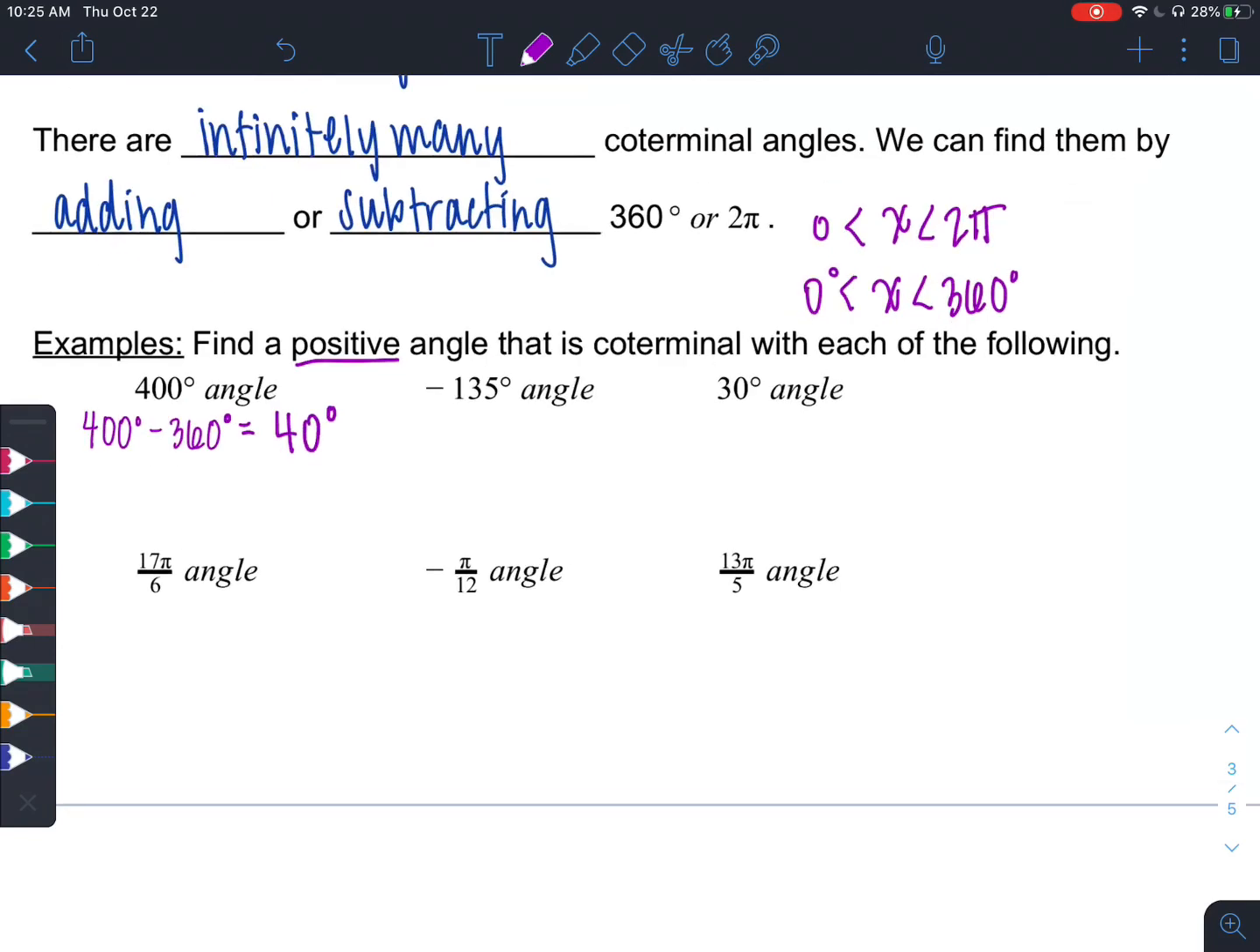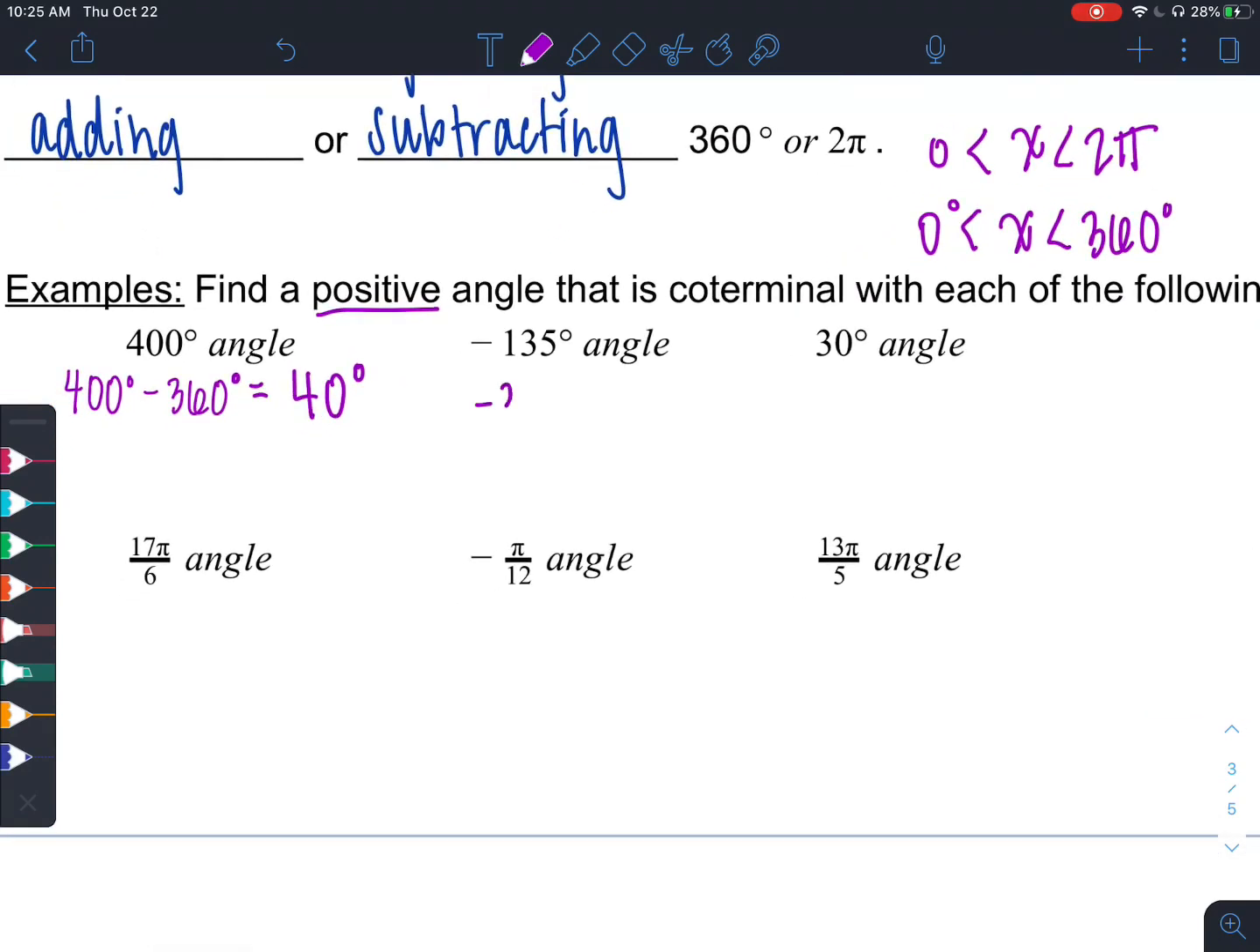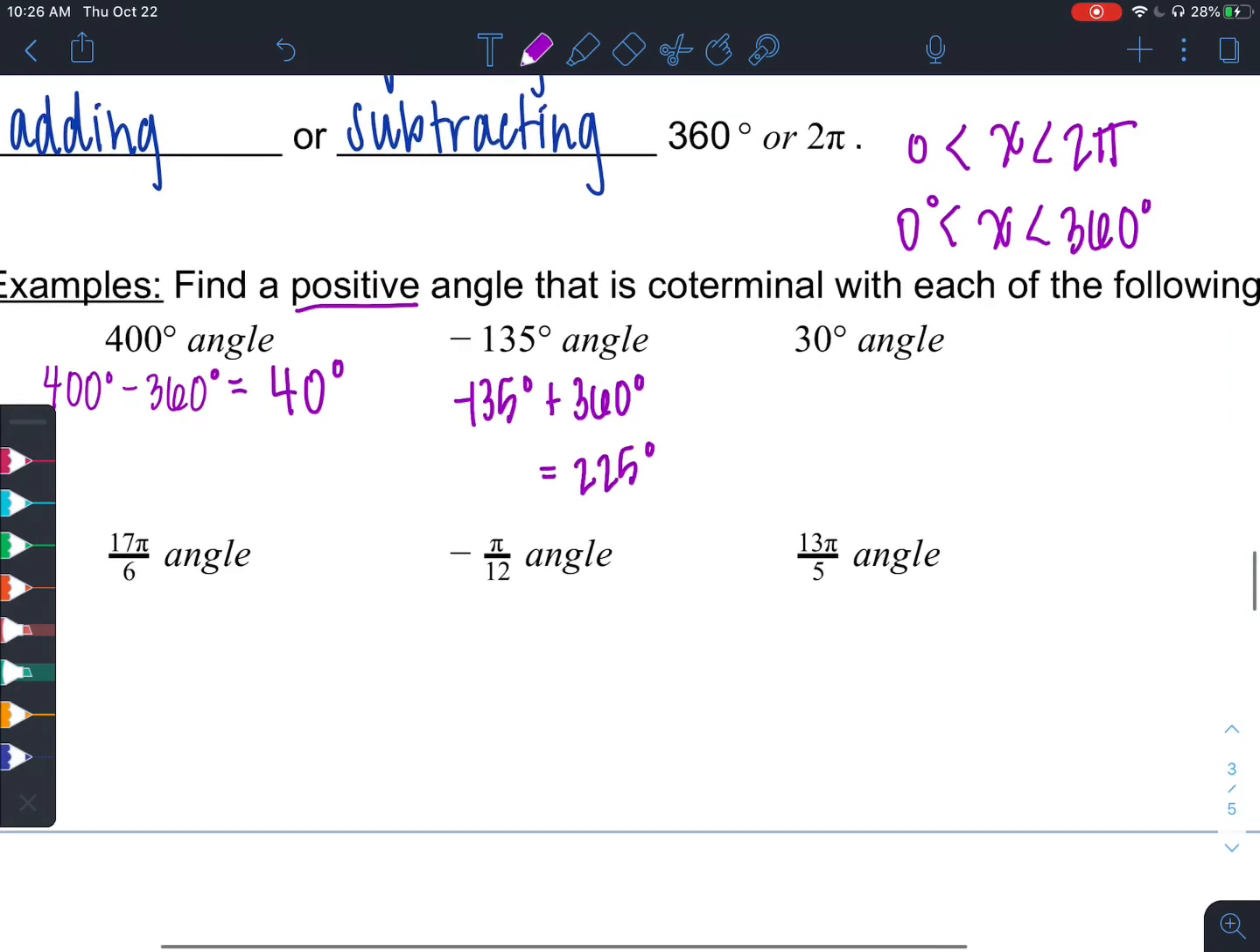For this next one, we have negative 135 degrees. We add 360 degrees, and so we get that this equals 225 degrees. So negative 135 and 225 are the same angle. This next one, it's not going to be between 0 and 360, but we'll just add 360 since we want it to be positive, and so we get 390 degrees.